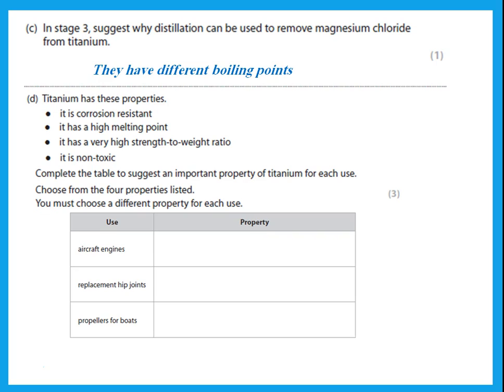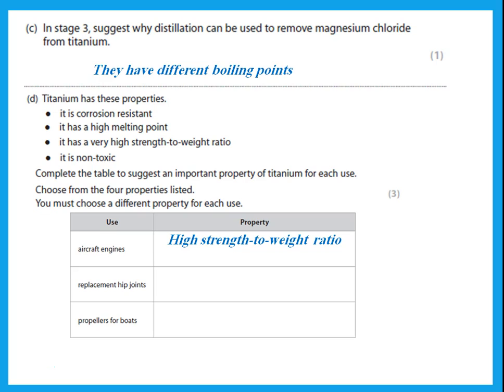Well, I could say corrosion resistant, or high strength, or actually high melting point. But I need to choose something that I'm not going to choose in the others. So I would say high strength to weight ratio, because later on I will need the corrosion resistant one. Remember that he says I can use each one only once. So I will choose that this one is high strength to weight ratio.